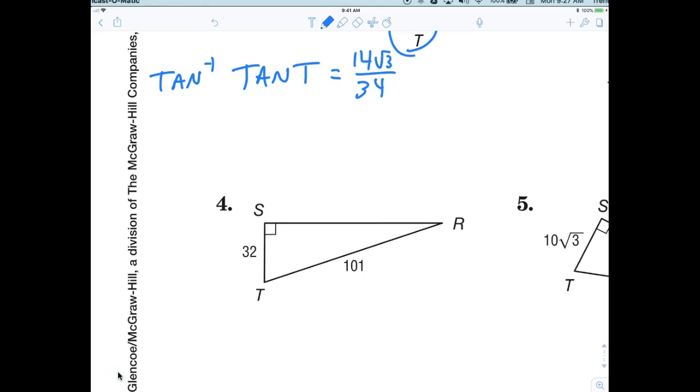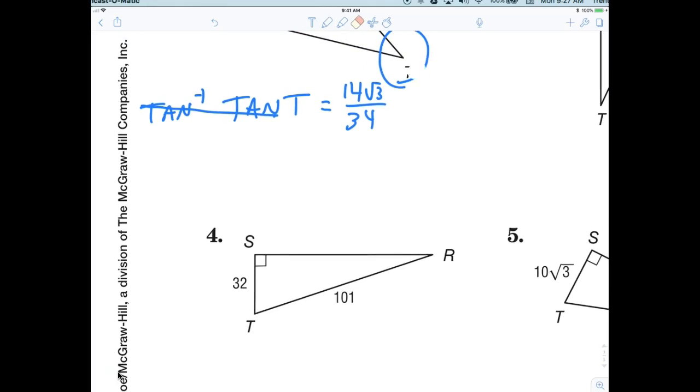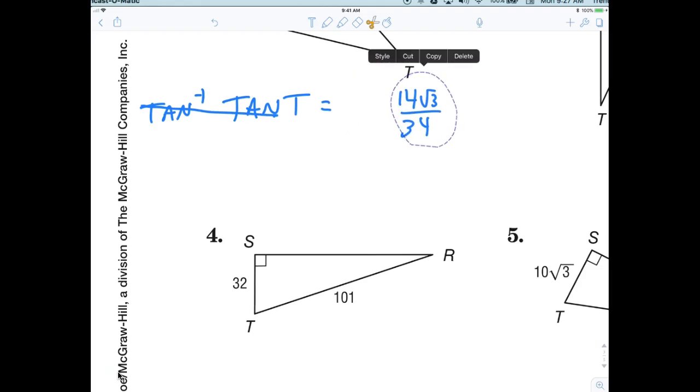All right? Now, what happens to the inverse tangent and tangent? What do they do to each other? They cancel each other out. So I'm just left with what? T. Now, please pay attention because I'm going to slide this over. If I take the inverse tangent of the left side, I have to take the inverse tangent of the right side. So I would put tangent -1 there. So now T is equal to, on your calculator, you hit second tangent, and then you type in 14 radical 3, and then divided by 34.